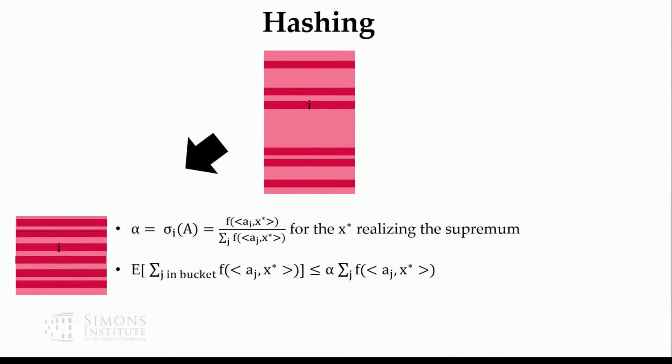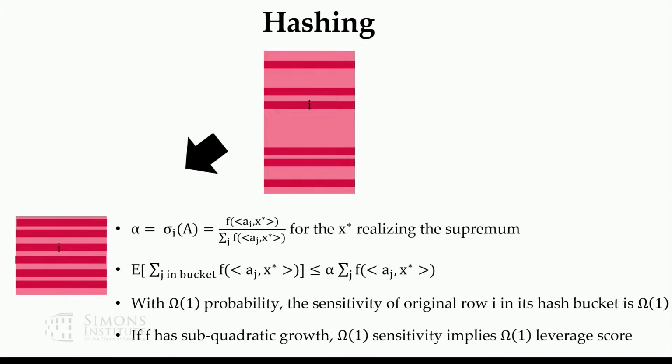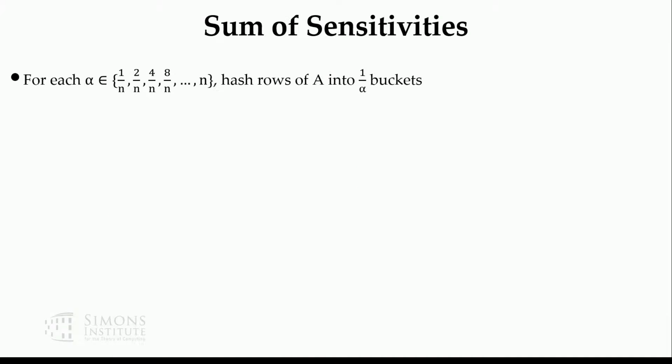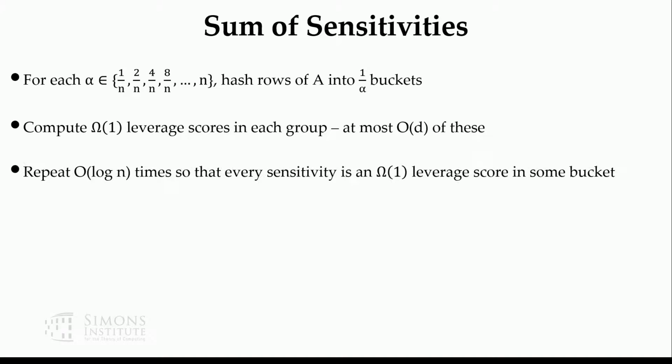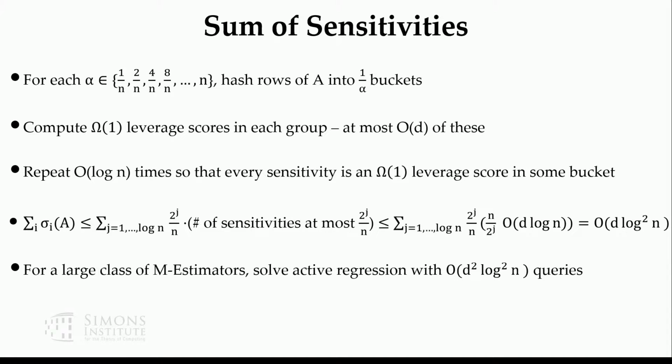Okay, so I'll just conclude then. Yeah, there's a slide here that shows how to bound the sum of sensitivities by roughly d for a large class of M estimators.